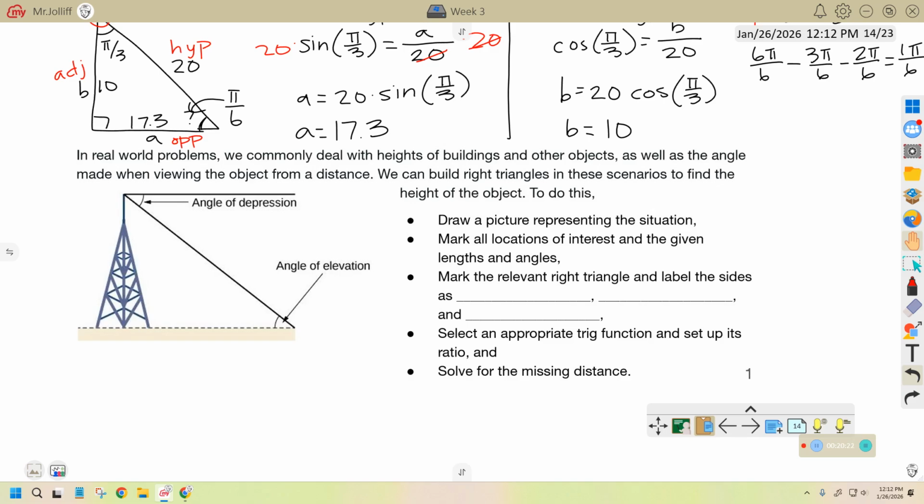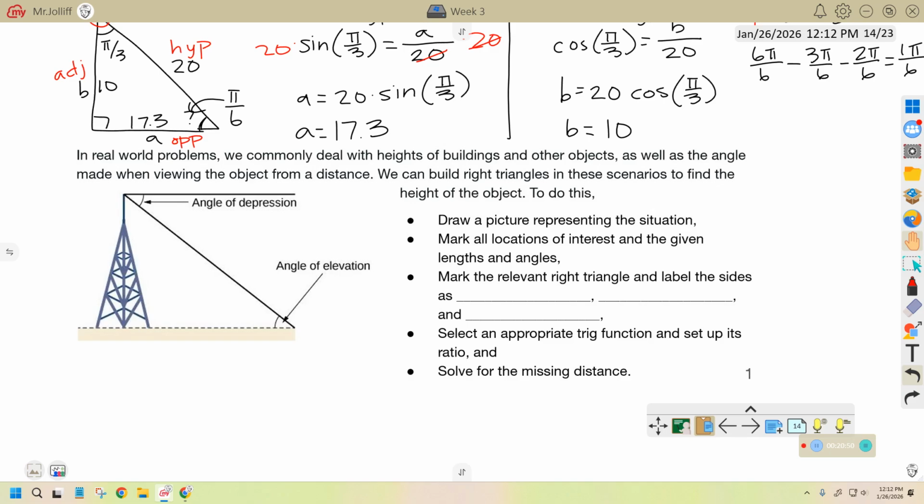We also look at the angle that is made for the line of sight. So if I'm standing at ground level and I look up to the Eiffel Tower, there is an angle of elevation between the ground and my line of sight to the top of the Eiffel Tower. And we call that angle of elevation. So angle of elevation, I'm on the ground, I'm looking up, the angle that's between the ground and my line of sight.